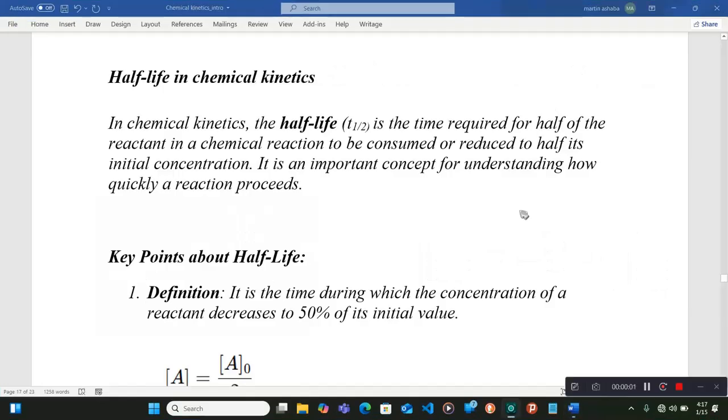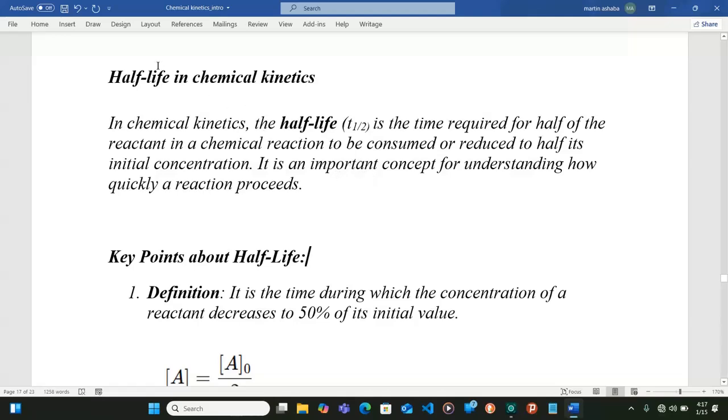Hello, dear colleagues. In this discussion, we are going to be looking at half-life in chemical kinetics. So, in chemical kinetics, half-life, or t half, is the time required for half of the reactant in a chemical reaction to be consumed or reduced to its half at the initial concentration.